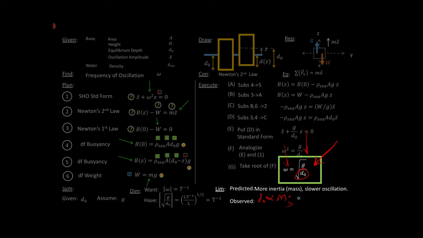And from this, we say omega is proportional to d naught to the minus 1/2. So omega gets smaller as d naught gets larger. And since d naught is proportional to m, that's proportional to m to the minus 1/2. So as m gets larger, you have more inertia. The oscillation frequency reduces, which means it's slower.